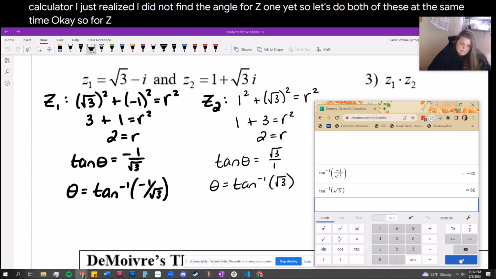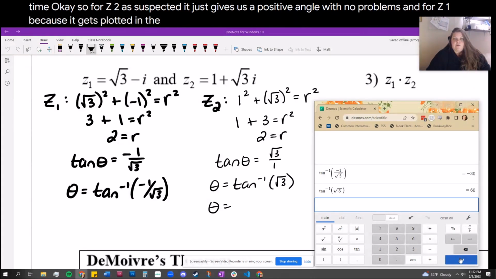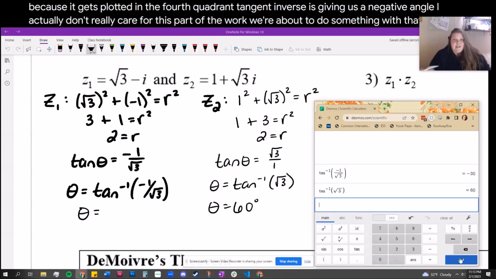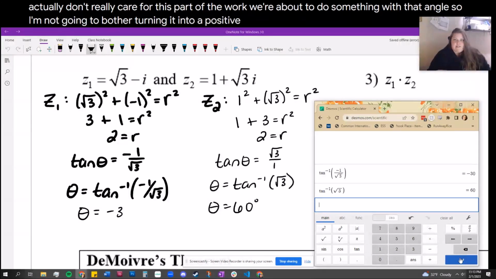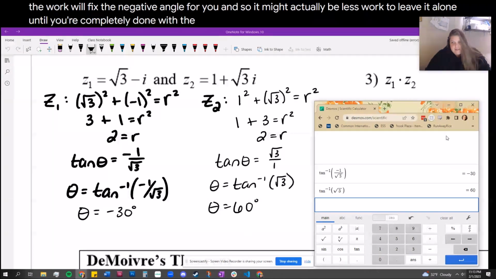Okay, so for Z2, as suspected, it just gives us a positive angle with no problems. And for Z1, because it gets plotted in the fourth quadrant, tangent inverse is giving us a negative angle. I actually don't really care. For this part of the work, we're about to do something with that angle, so I'm not going to bother turning it into a positive angle unless I need to do it later. Because sometimes, as you'll see, the work will fix the negative angle for you. And so it might actually be less work to leave it alone until you're completely done with the question.